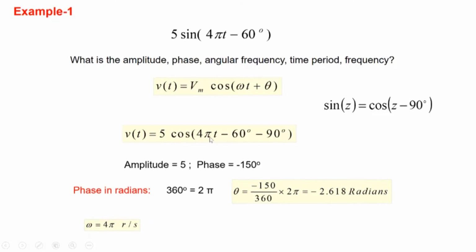And frequency omega is 4 pi here. Omega is 2 pi by T, so we can get T equal to 0.5 second, and frequency is 2 hertz, right? These are simple things. But keep in mind that this is the default representation of a signal. We would like to represent all signals finally in the form of Vm cos(omega t plus theta). So phase will be with respect to this representation.